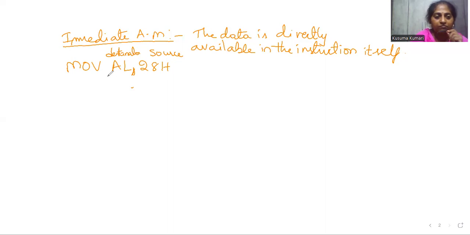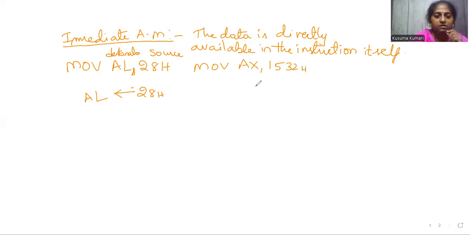So after this instruction, what happens? The 28 hexadecimal number is transferred to the AL register. So whatever data is transferred, that data is directly available in the instruction itself. That is the immediate addressing mode. Similarly, another instruction: MOV AX, 1532H.